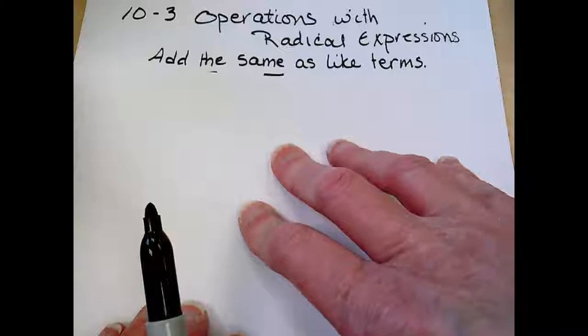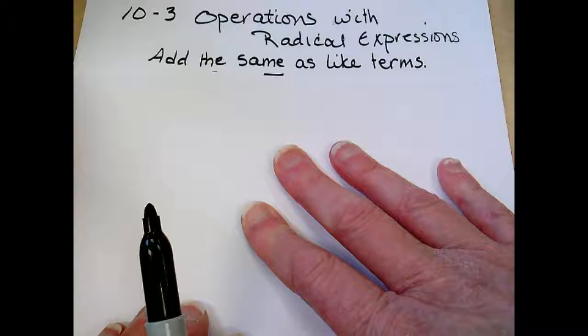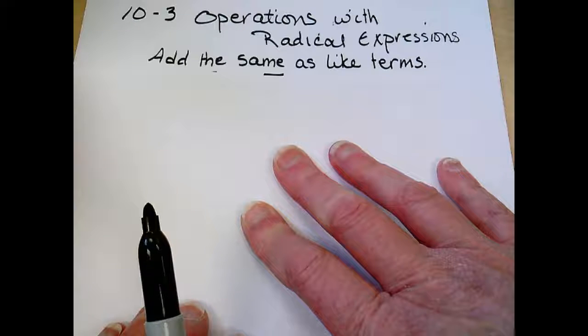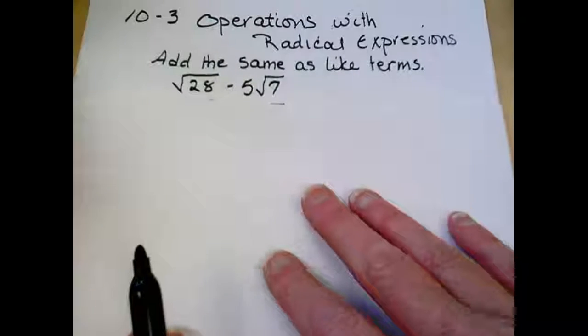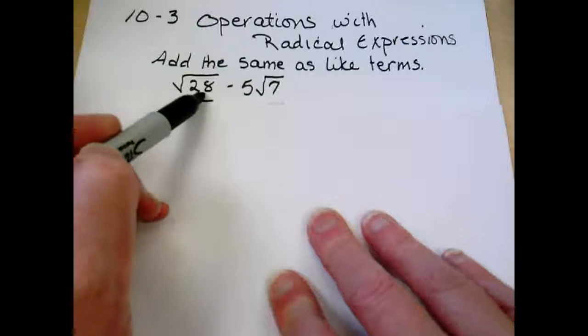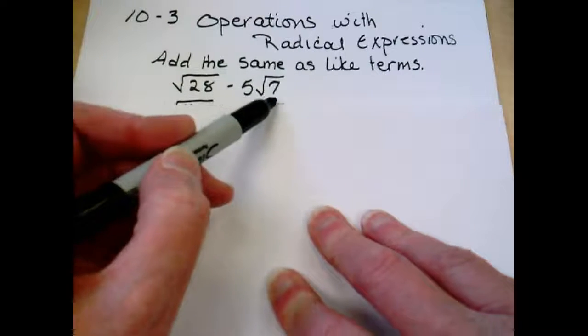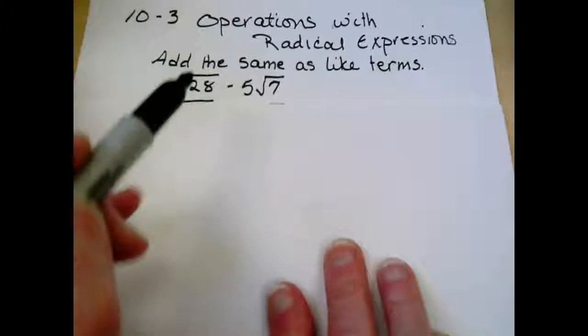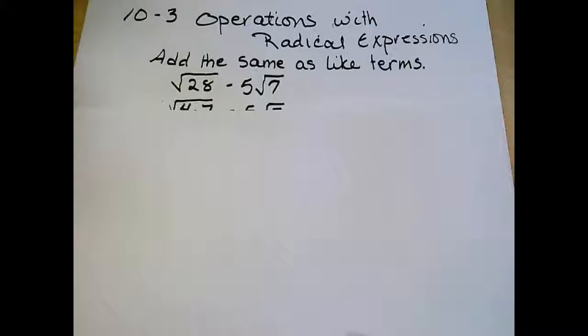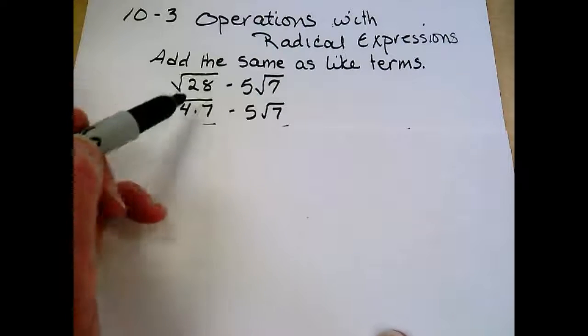10-3 deals with operations with radical expressions. You add them the same as you would like terms. So, if I had the square root of 28 minus 5 square roots of 7, they aren't the same, but the square root of 28 is not simplified. So always simplify first.